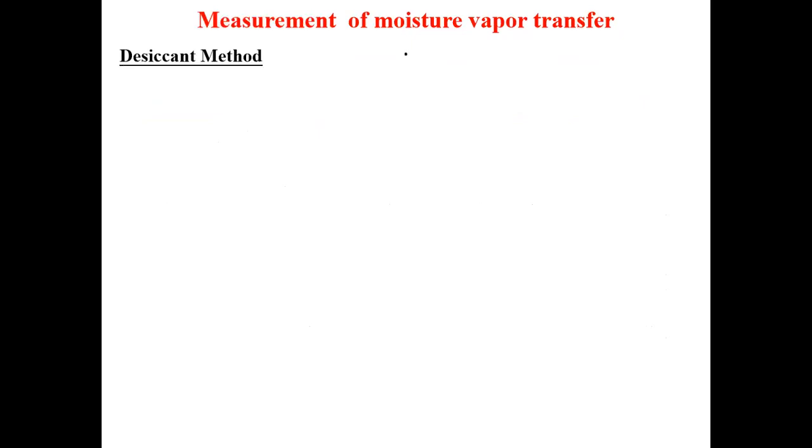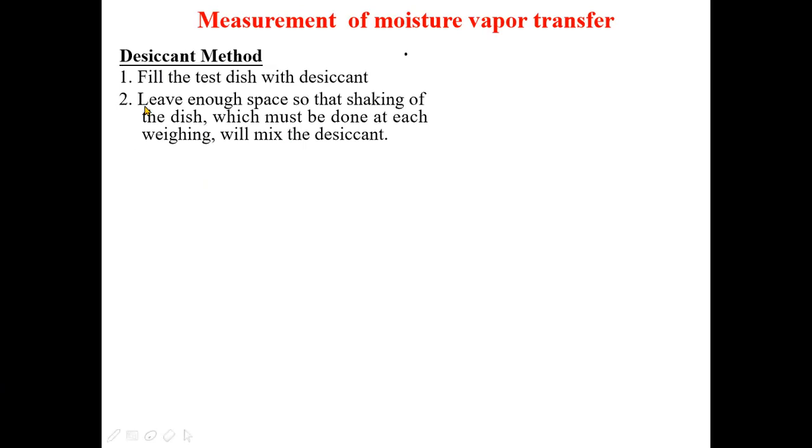Now I have already told you that in this ASTM E96 standard, the moisture vapor permeability can be measured in two ways: one is by means of the desiccant method, and the second one is by means of the distilled water method. So first I am going to discuss the desiccant method. What you have to do is fill the test dish with the desiccant. Next, leave enough space so that the shaking of the dish, which must be done at each weighing, will mix the desiccant. The desiccant, as I have told you, will absorb the moisture, say calcium chloride.